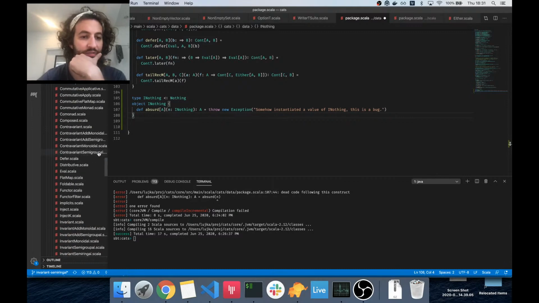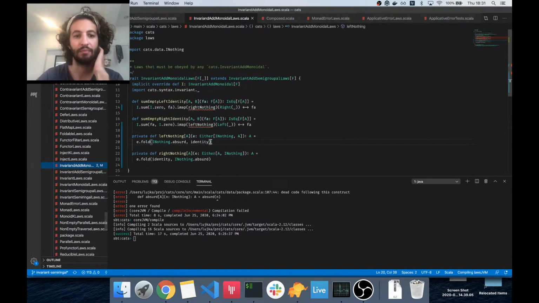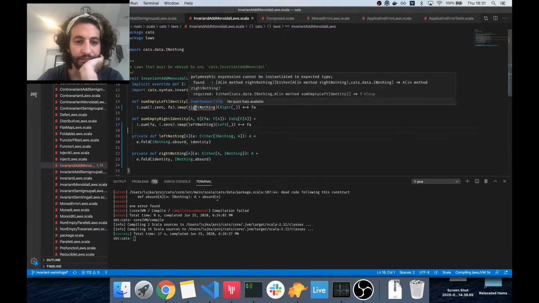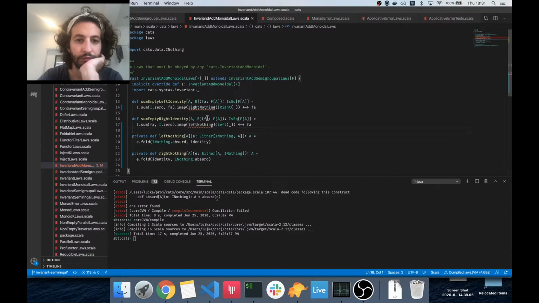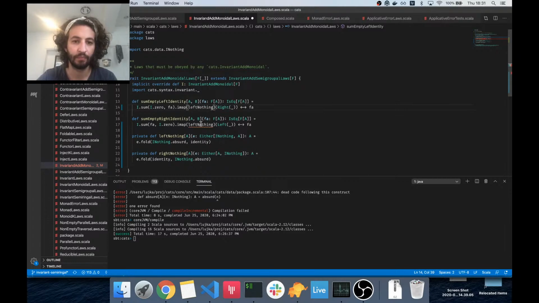If we look at the actual laws defined for this, I call them invariant add monoidal laws, right? Should this be left nothing? Yeah, it should be. I messed this up. Basically, I define these two helper functions right here, left nothing and right nothing, and they basically just say that this is the same as this, and I can go back and forth, and this is the same as that. And the only thing I'm doing here is folding using this absurd function, which turns any I nothing into an A.